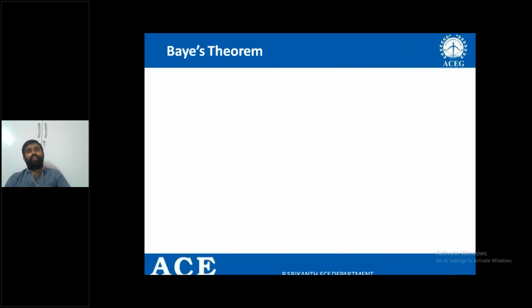Right? And the next, a very important thing is Bayes. The Bayes theorem plays a major role in real-time applications for finding conditional probabilities. Bayes theorem plays a major role in almost all the scientific and engineering applications, especially in communication applications, for finding the conditional probabilities.